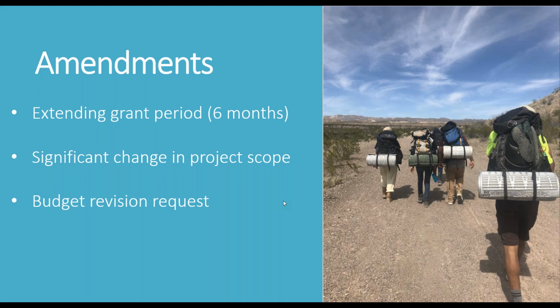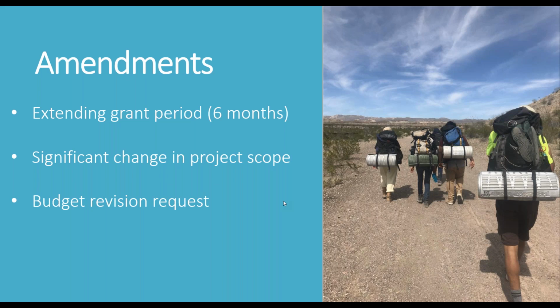And then last are budget revisions. These are by far the most common amendment and are the only amendment type that does not require signatures from all parties to be approved. So you would still need to request the budget revision or amendment in the system in Argo, but we don't need you to sign a whole new grant agreement just for these budget revisions.